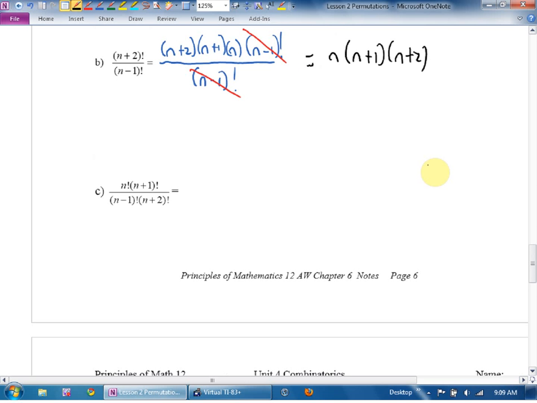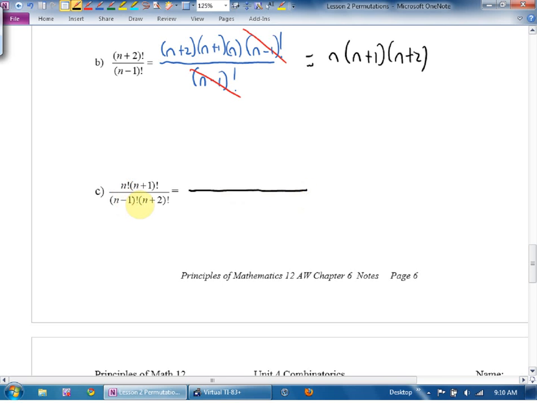How many terms on top? 2. How many terms on the bottom? 2. You know what? I'm going to mentally just draw a line down the middle. I'm going to treat this as two little mini fractions. I'm going to simplify n factorial over n minus 1 factorial, and I'm going to simplify n plus 1 factorial over n plus 2 factorial. So I'm going to draw a great big fraction line. Looking at the first two terms, which one's bigger? I'll start to expand that.